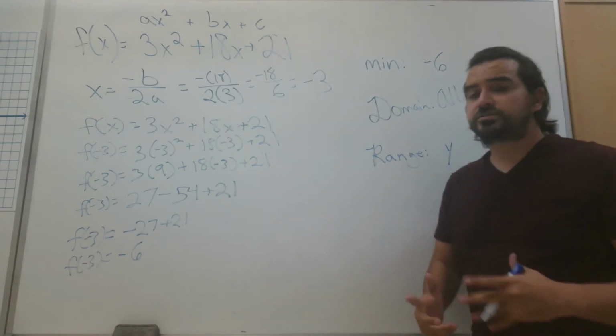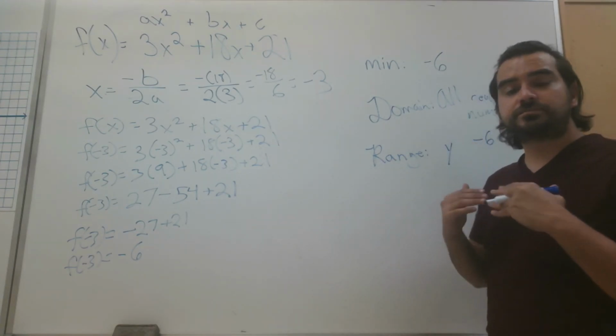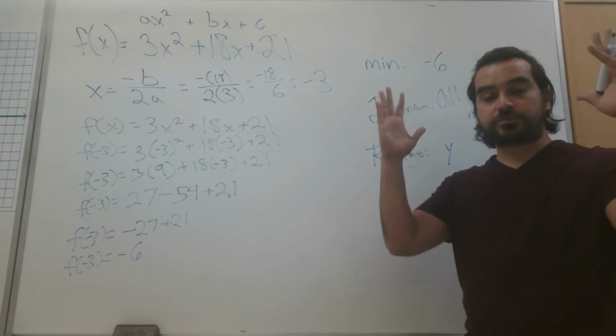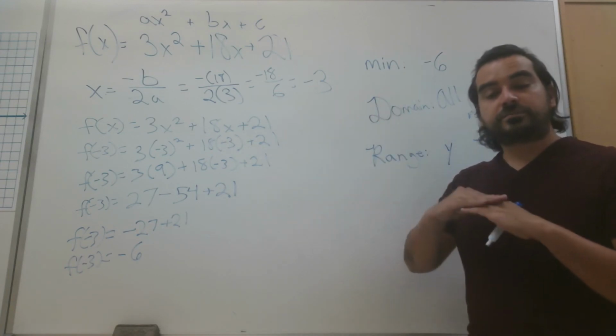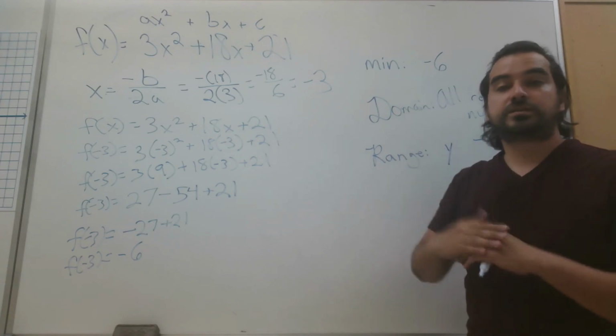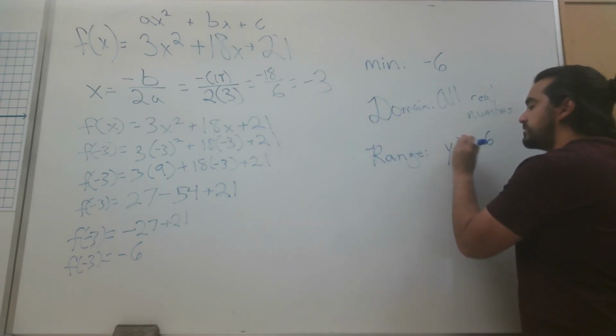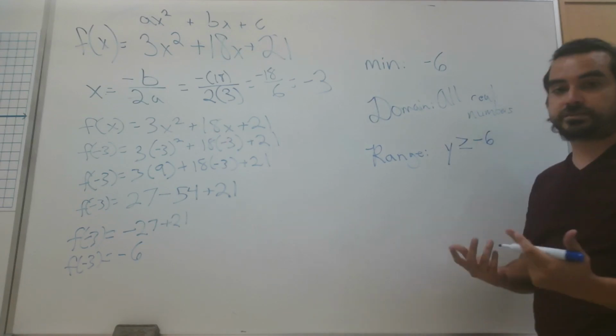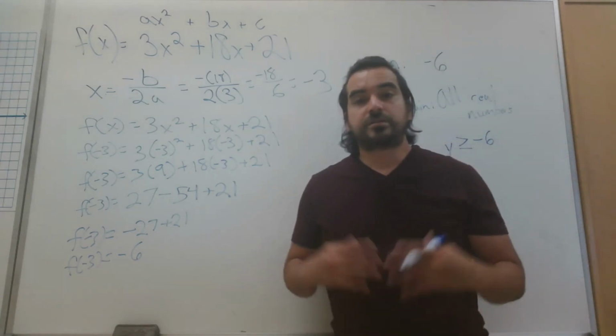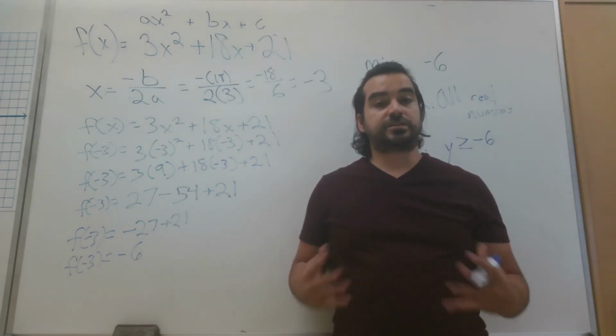So one thing you have to ask yourself, if negative 6 is the minimum and the parabola opens upward, that means the y values are going to be greater. So y is greater than or equal to negative 6. Now we learned all the information that a quadratic function can give us.